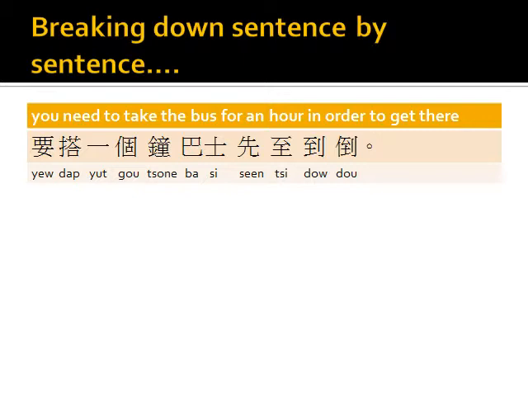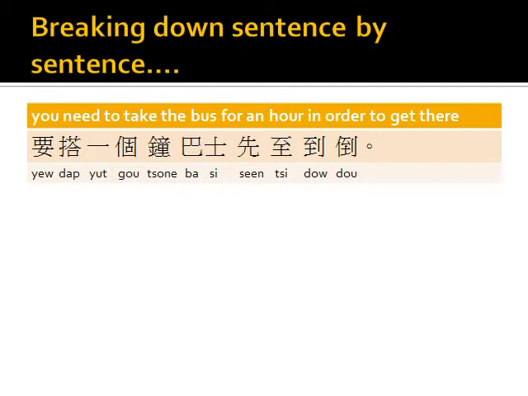Now, as you can see, the first 7 kanjis from the left, 要搭一個鐘巴士 means you need to take the bus for an hour. Now the last 4 kanjis, you know, 先 means before. 至到到. Now 至 is more or less the end time. So when I say, like, let's say 1 to 2 hours, right? In Cantonese, I would say 一至兩個鐘, where 2, when counting, you usually use 兩, right? And then 至 in this case means 1 to 2 hours, right? 至 means the end time in this case.